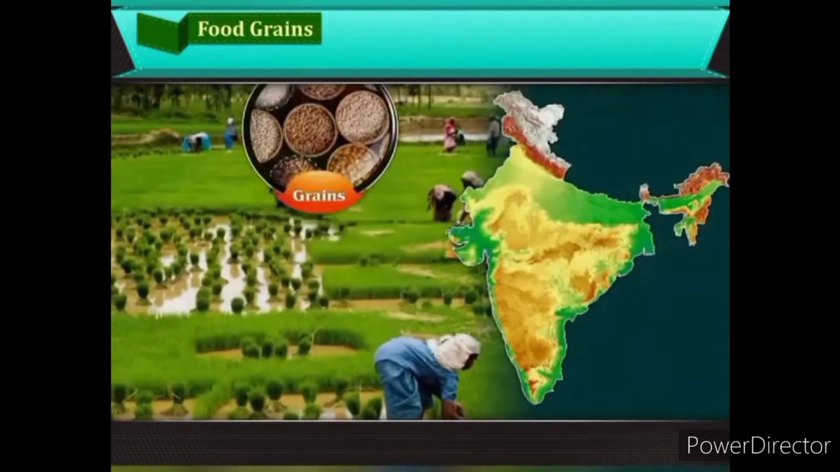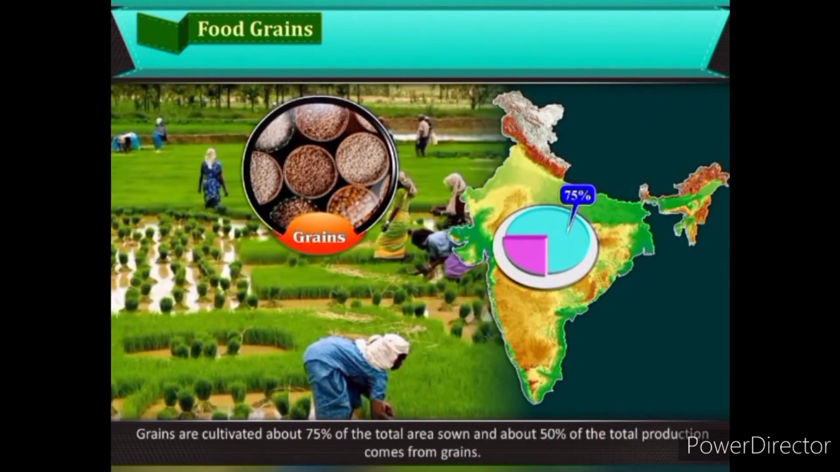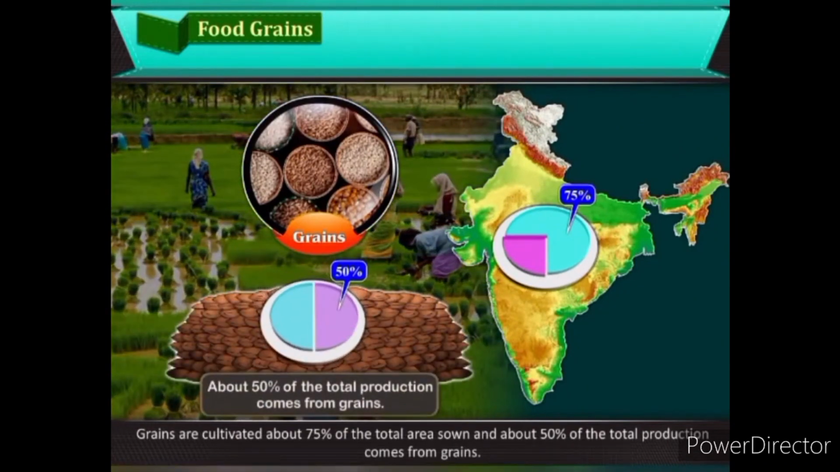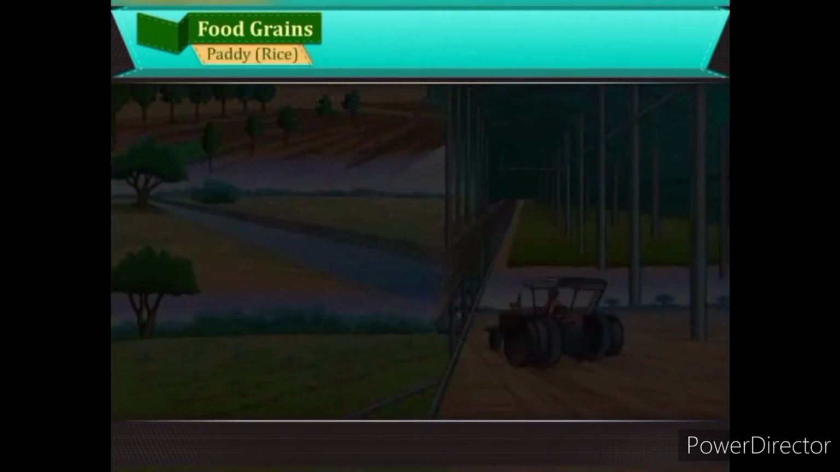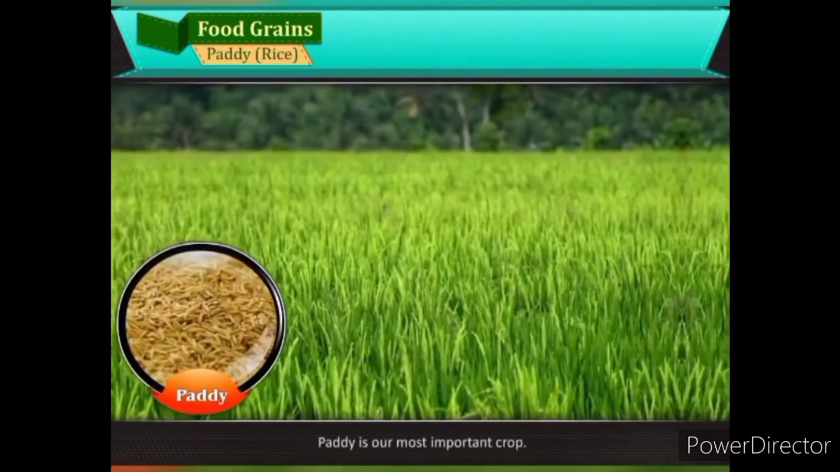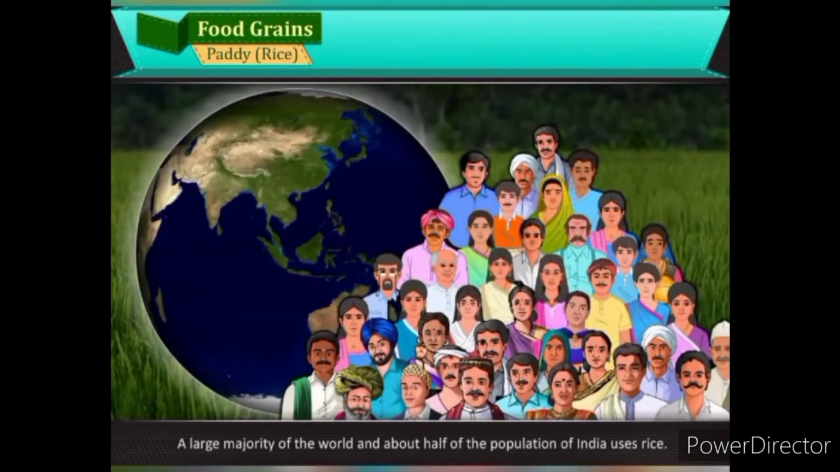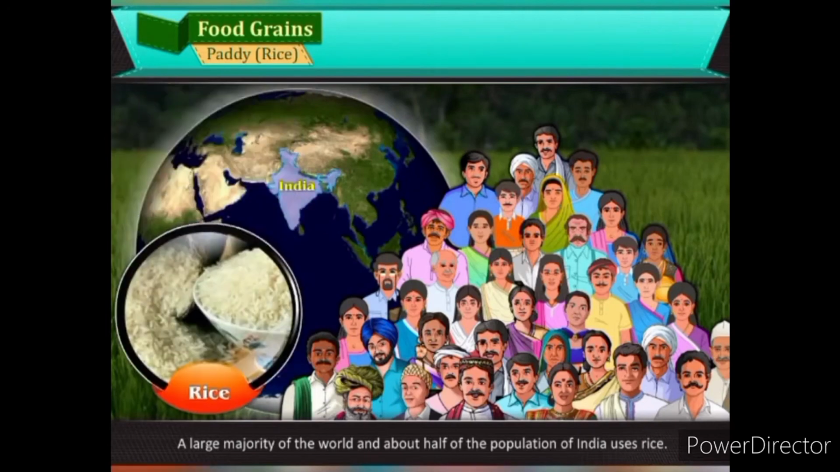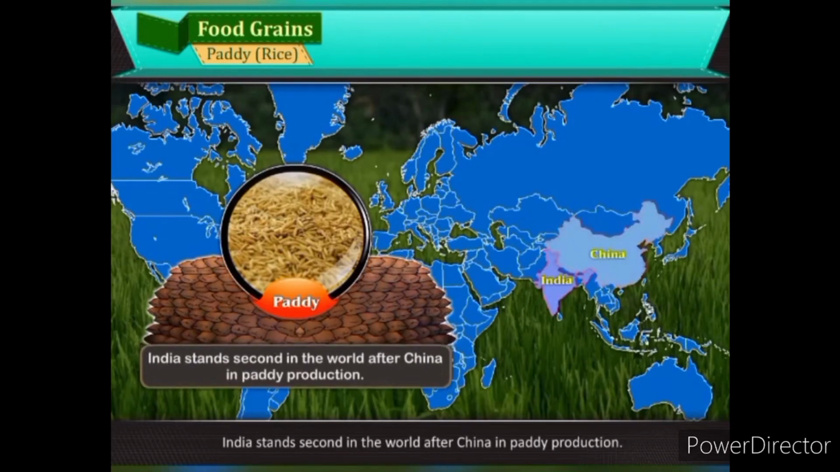Food grains. Grains are cultivated on about 75% of the total area sown and about 50% of the total production comes from grains. Major food grains are as follows. Paddy or rice. Paddy is our most important crop. A large majority of the world and about half of the population of India uses rice. India stands second in the world after China in paddy production.